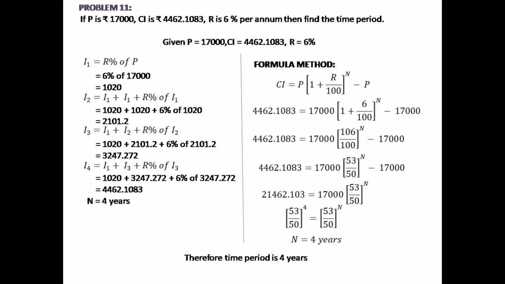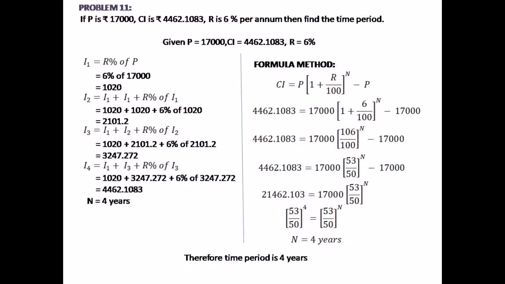I2 equals I1 plus R percent of I1, that is 1020 plus 6% of 1020. Gives I2 is 2101.2. I3 equals I1 plus I2 plus R percent of I2, that is 1020 plus 2101.2 plus 6% of 2101.2. Gives I3 is 3247.272.